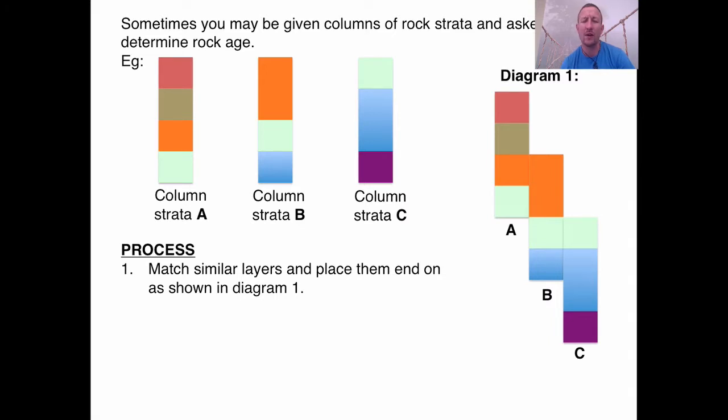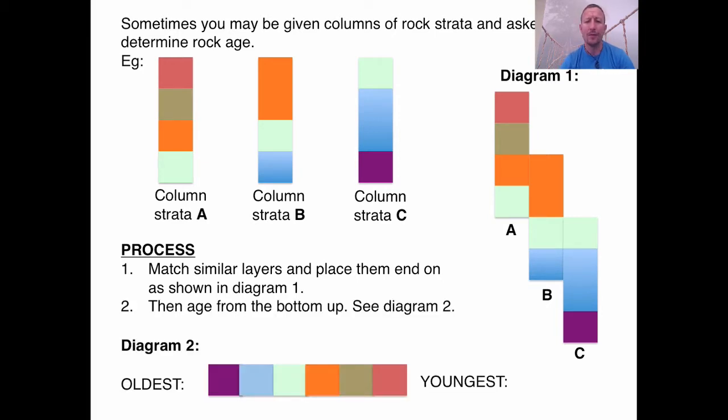So you can see in diagram 1 here, we've matched up the orange layer of strata A and strata B, and then we've matched up our green layers as best we can through A, B and C. So now what we've got is a complete line, with the bottom layer being the oldest layer and the top layer being the youngest layer. So the order for our rocks in this case is going to be purple first, the oldest, followed by blue, followed by green, followed by orange, followed by the browny colour, and then that, I'd call it pinky I suppose, being the youngest. That top layer in strata A is the youngest.